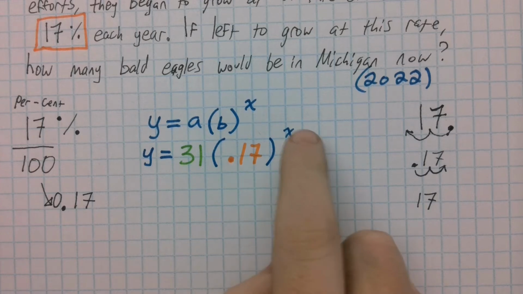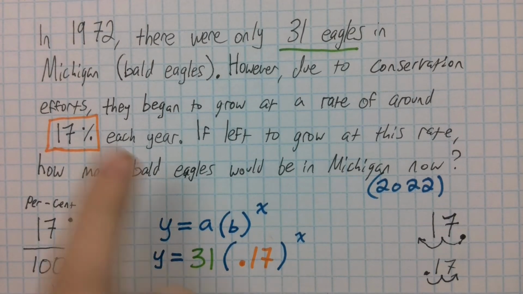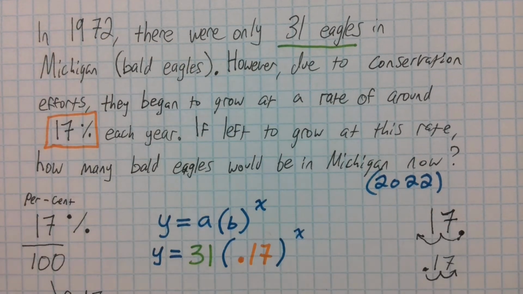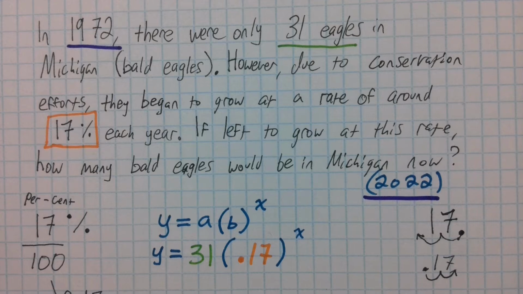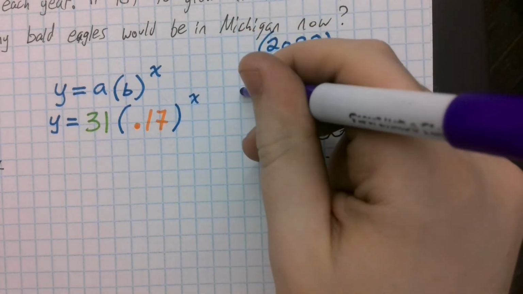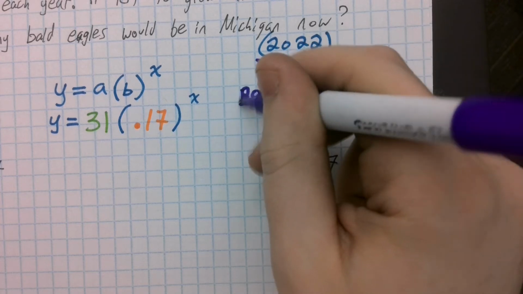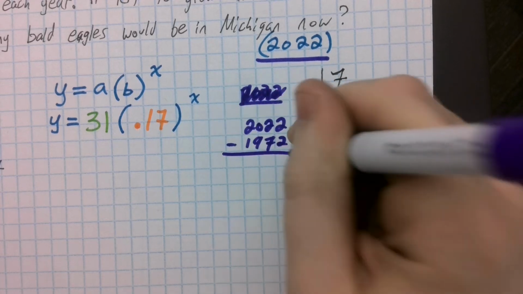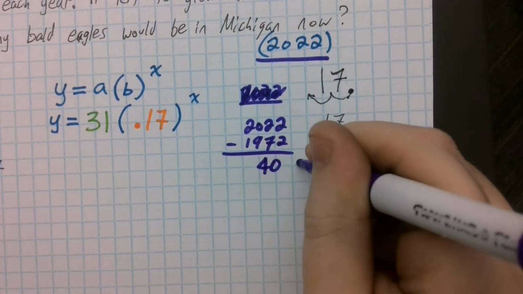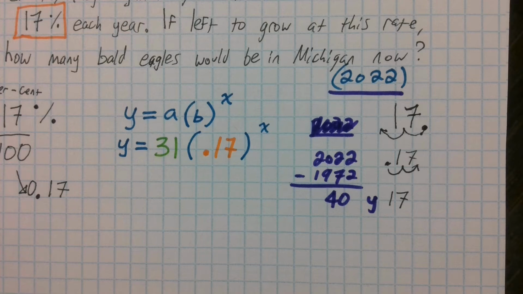I guess the last thing we need is to figure out what x is, or how many times this growth factor applies. Well, this is tough, but we start in 1972. We go to 2022. How many years are in between 1972 and 2022? To figure out the difference in years, we can always subtract the two years. So what's 2022 minus 1972? We get 40 years. So this should be taken to the 40th power, right? This x should be 40.